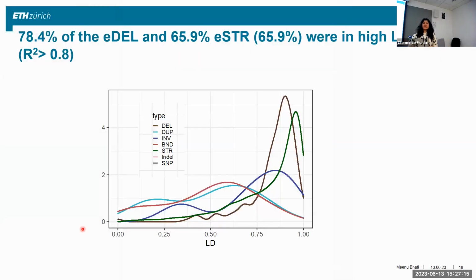And when we check the LD again among this subset of 75 animals, it was very interesting to see that most of the identified eQTLs, especially deletions and STRs, were in very high LD with the surrounding SNPs, whereas this was not repeated for the inversions, which is what we expected and what we see in the reference panel.